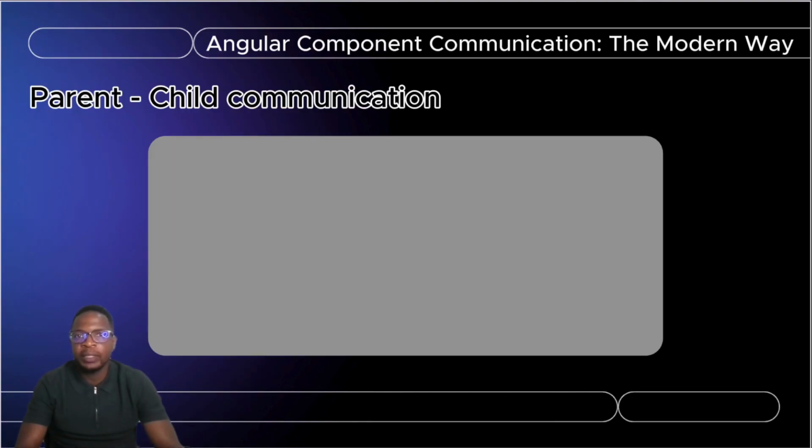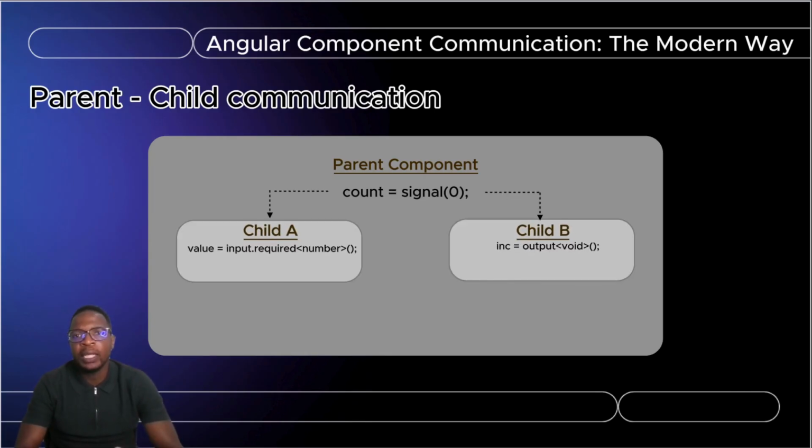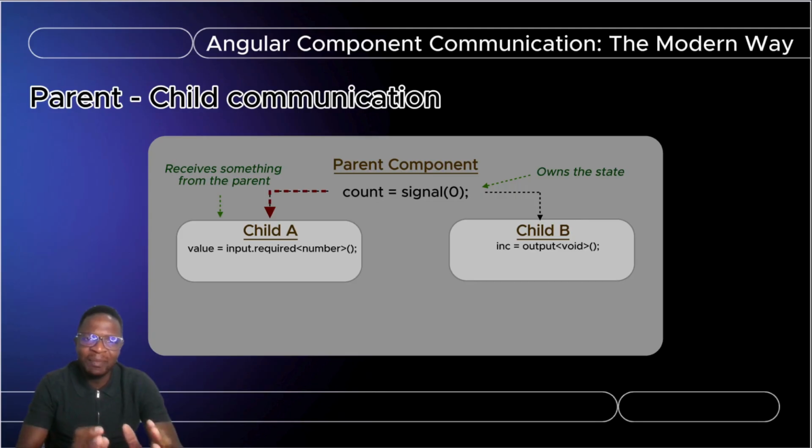Let's look at the same idea in modern Angular. In the parent, instead of using a normal number, we are going to use a signal. Let's call it count. Then in the child, instead of using @Input, we will use the modern input API, input.required. At first glance, this looks almost the same. The parent still owns the state, the child still receives something from the parent, but the mental model is different, and this is the key point. The child is not just receiving a plain value like what we saw earlier on. The child is receiving a reactive input signal.